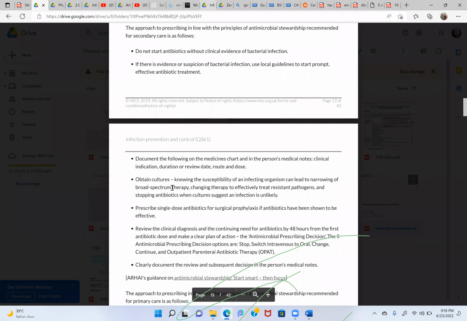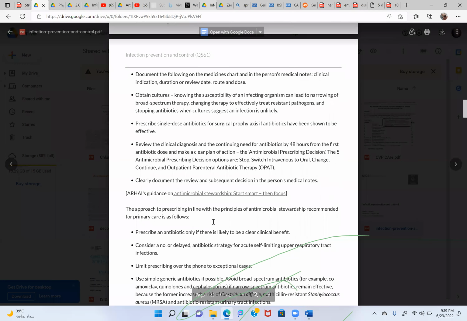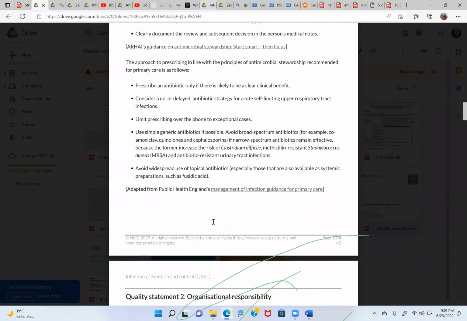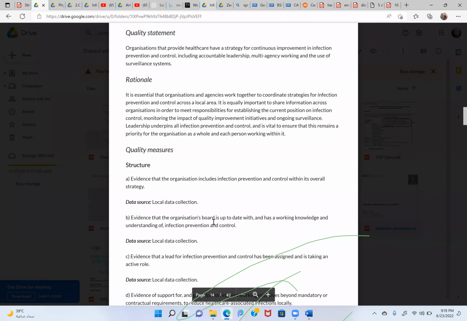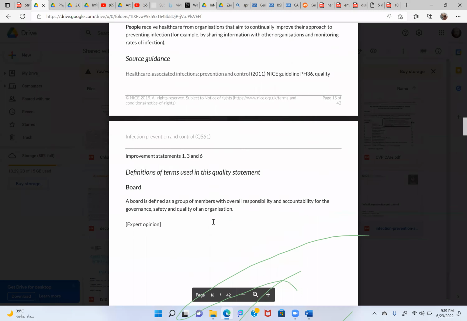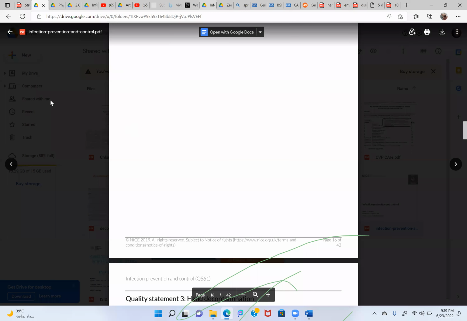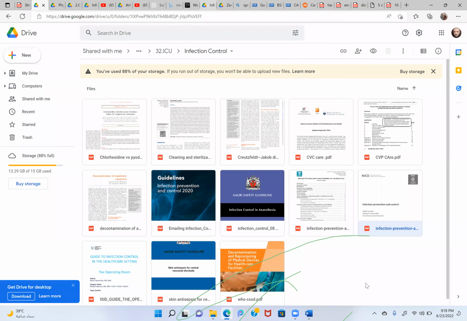Okay, and prophylaxis, I had read about it. We will discuss prophylactic antibiotic use in the same session. Prescribe a single dose of antibiotic for surgical prophylaxis; it has been shown to be effective. Don't be afraid of these big guidelines. You just have to read the recommendations. You will find the recommendations somewhere.